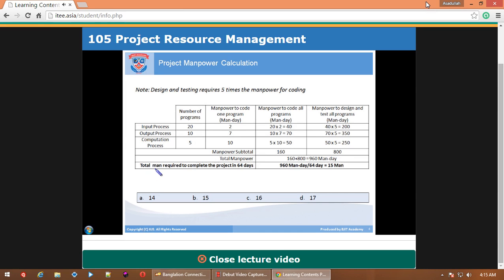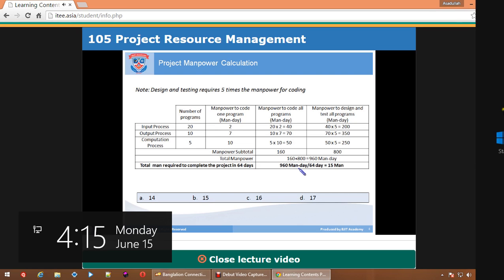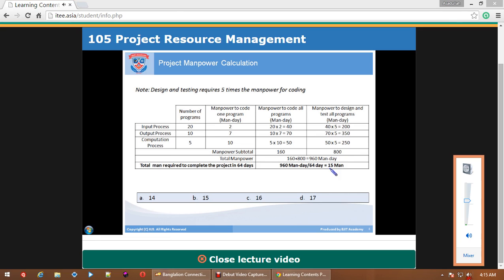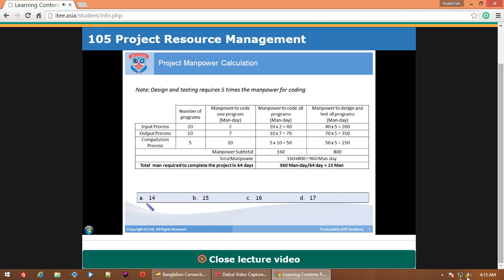And our question was how much manpower is needed to complete the project in 64 days. That is 960 man days divided by 64 days, and if you just divide, the result is 15 men. Let's look at our answer choices.